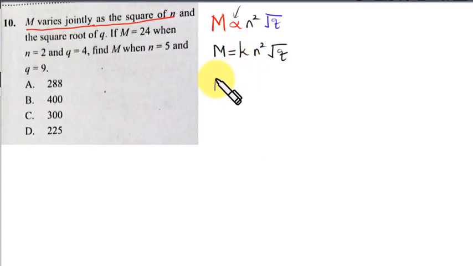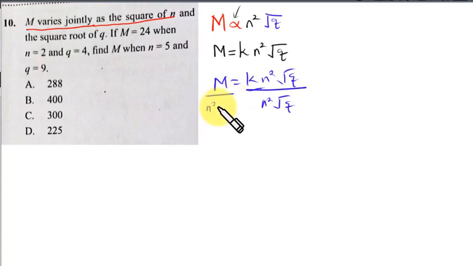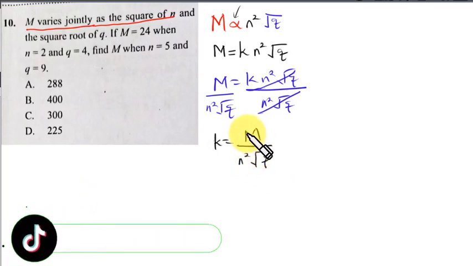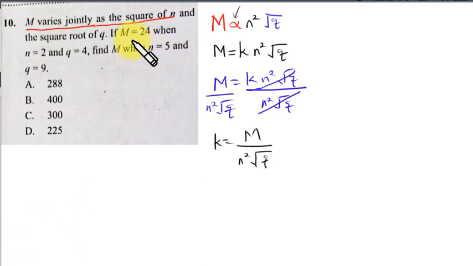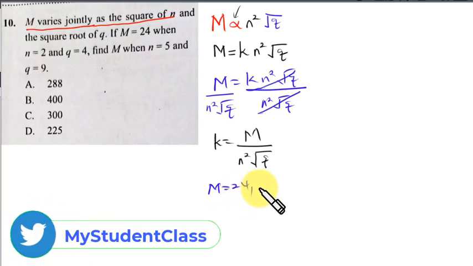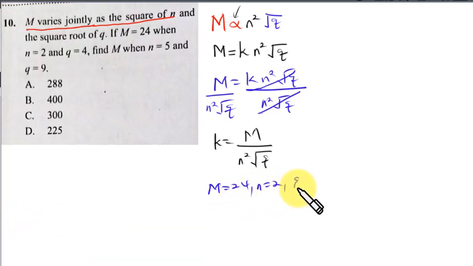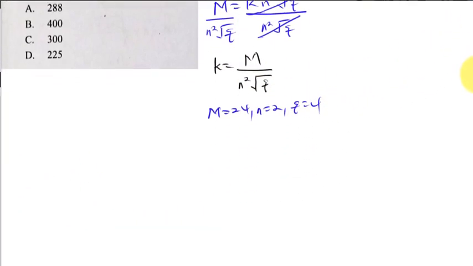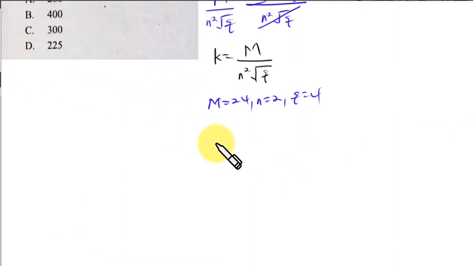To find k, I have to divide both sides by the coefficient of k, and that is n squared root q. So this will cancel that. So small k is equal to capital M divided by small n squared root q. Now these are the conditions we have. If capital M equals 24 when small n equals 2 and q equals 4, find m. So there's one condition. I'm going to use this one condition to find k before I proceed. That's how we solve a variation question.